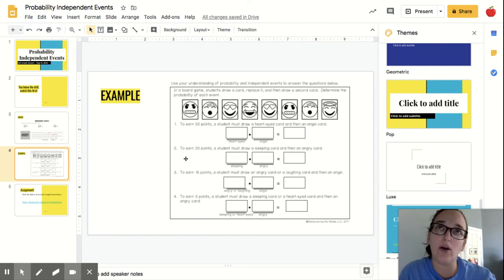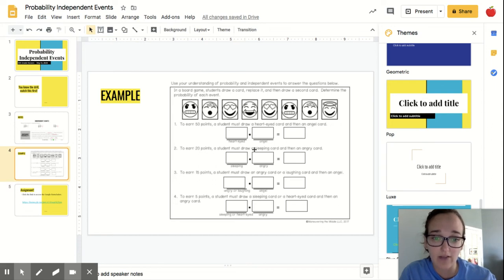And that's going to be important because dependent is different. So independent, they're putting the card back in. Dependent, they won't be. We'll talk about that in the second lesson. Okay, so to earn 50 points, a student must draw a heart-eyed card and then an angel card.